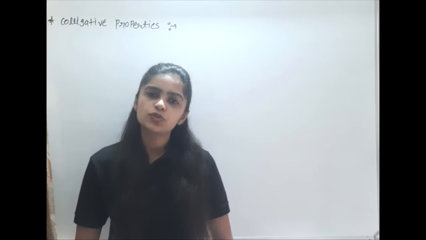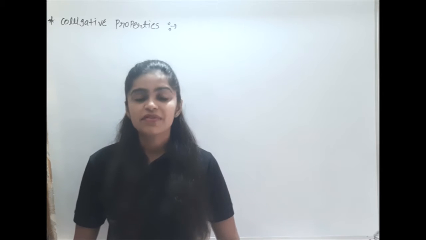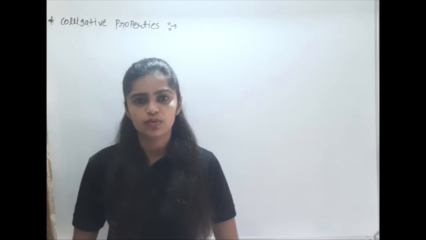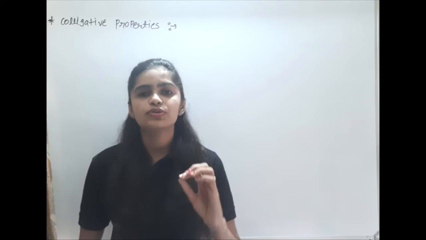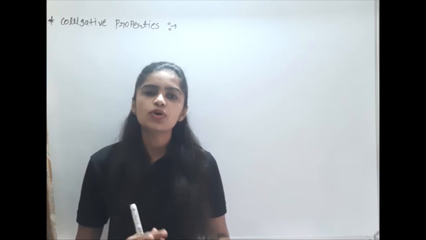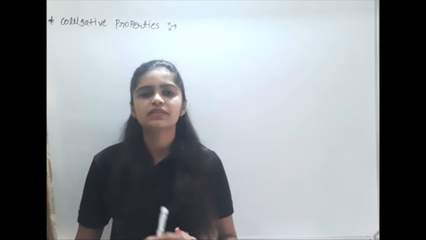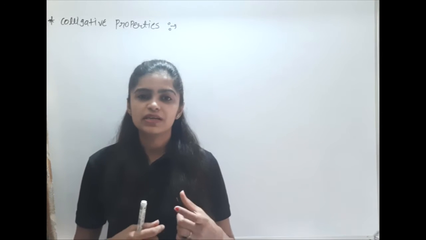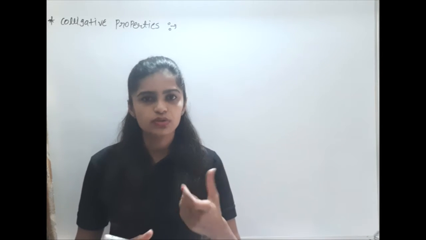A solution is made up of two parts, solvent and solute. The solute is also of two types, volatile solute and non-volatile solute. The volatile solute takes part in the vapor pressure, but the non-volatile solute does not take part in the vapor pressure. For understanding the colligative property, we consider the non-volatile solute.